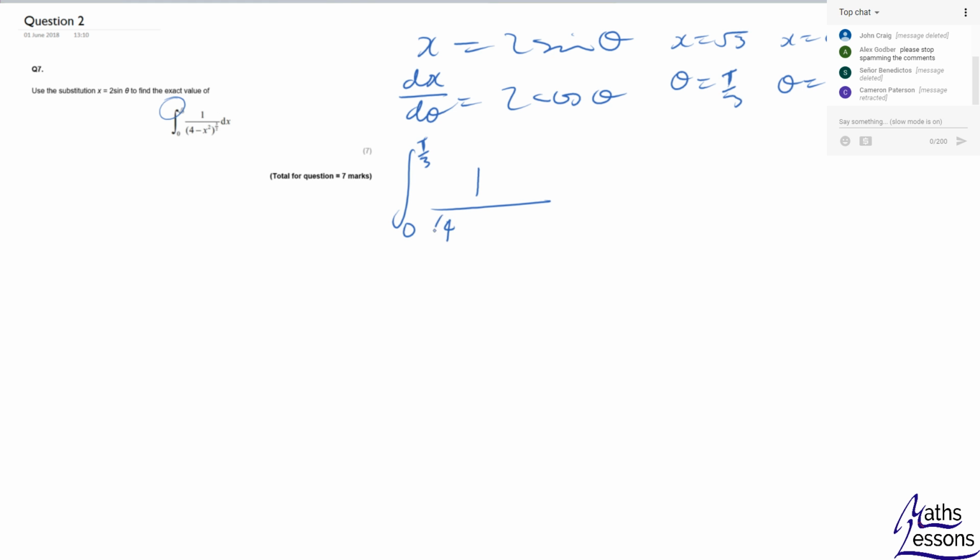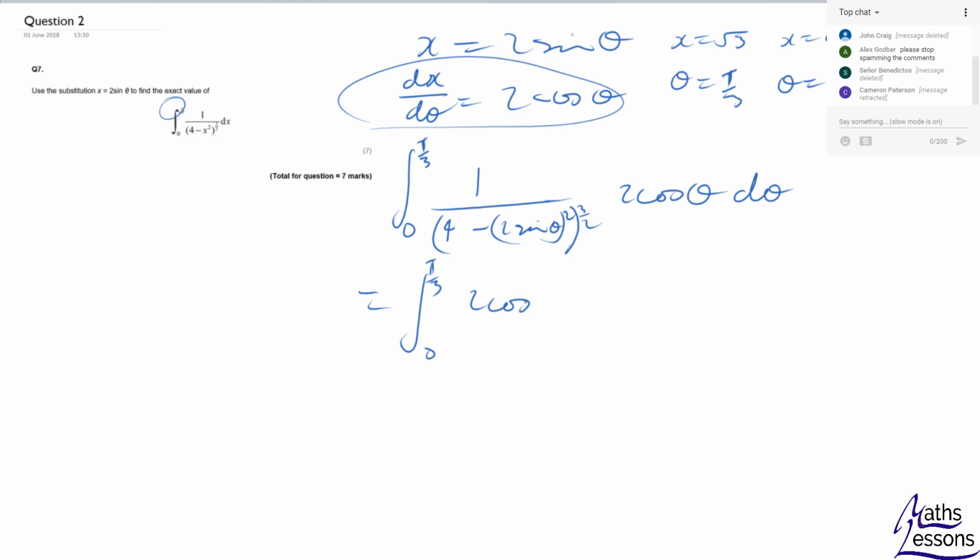4 minus, no, it's not 2 cos theta, sorry, it's 2 sine theta we're substituting in for x. 2 sine theta all squared, all to the power of 3 over 2. And here we can see from this bit here, that dx is going to be equal to 2 cos theta d theta. I never write that out because it's not really very good maths, but it's the simplest way of doing it. Okay.